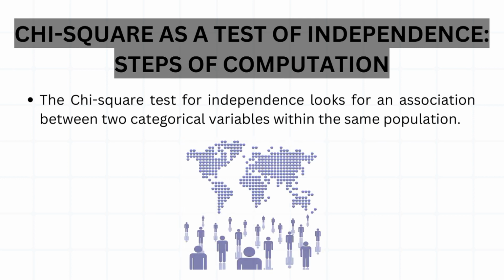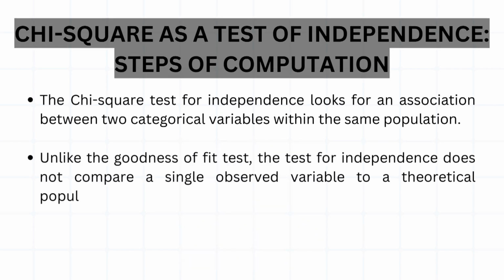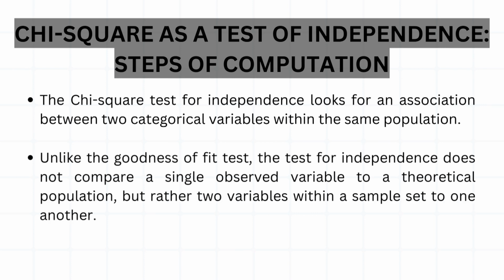We remember in the earlier one, the goodness of fit, only a single categorical variable was there. In this kind of test of independence, two categorical variables are there. Unlike the goodness of fit test, the test for independence does not compare a single observed variable to a theoretical population, but rather two variables within a sample set to one another. This we have to always keep in mind while calculating chi-square as a test of independence.